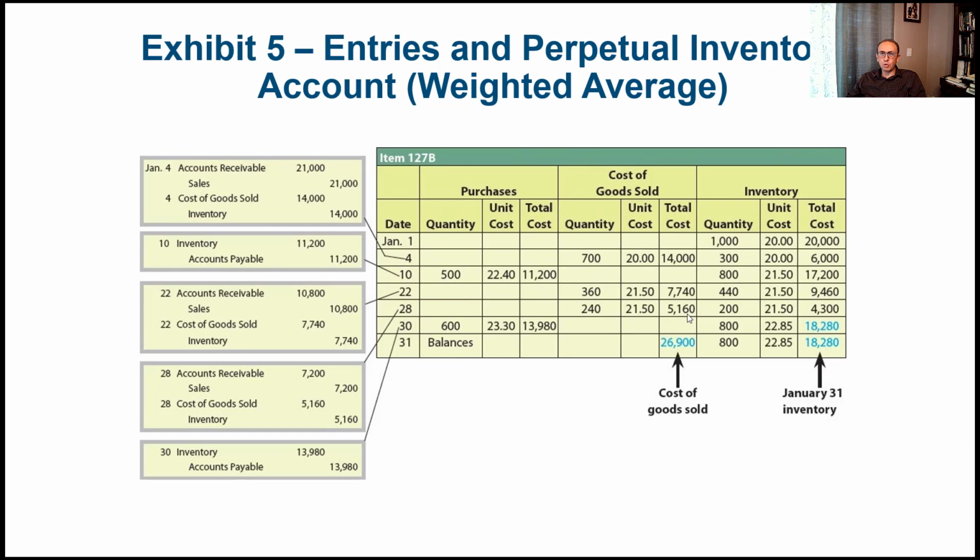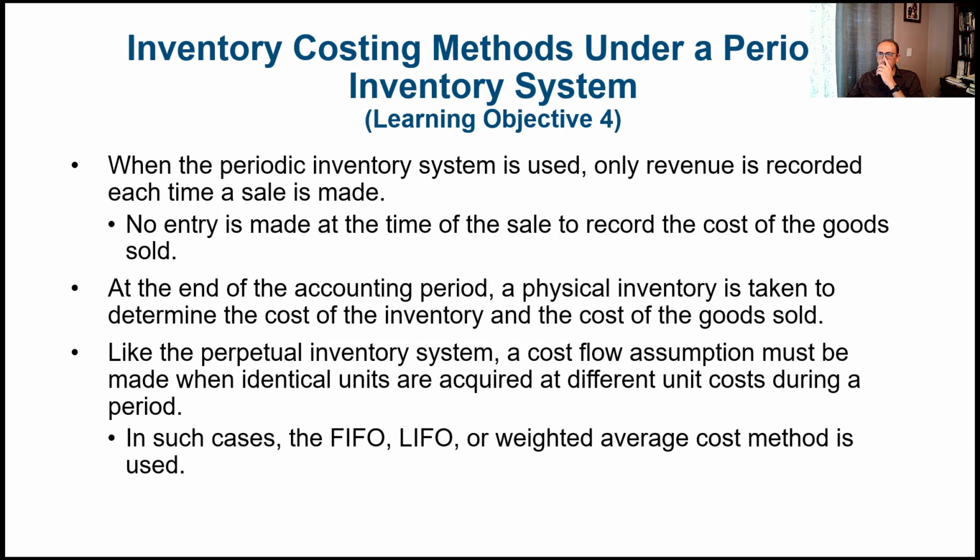Now let's briefly go over the periodic system. So when the periodic system is used, only revenue is recorded each time a sale is made. No entry is made at the time of the sale to record the cost of goods sold. This is one thing that we didn't discuss that much in chapter 5 because it's an appendix. I don't really focus too much on the journal entries for that.